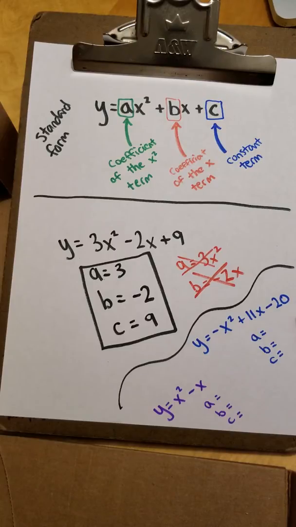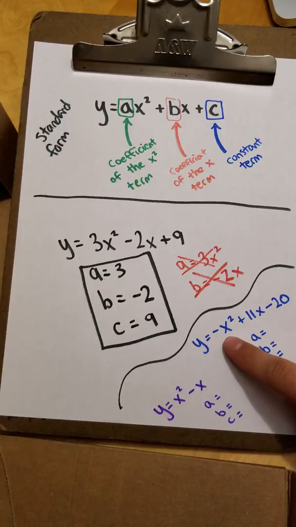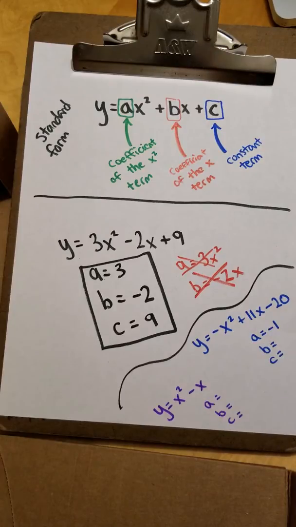On the blue one, a is the coefficient of the x squared term. You can't see it, but negative x squared means negative 1 times x squared. So a equals negative 1. What about b? The coefficient of the x term is just 11, and we check in front and it is positive. And c is our constant term. In this case, it's 20, but because of the subtraction, we say negative 20.